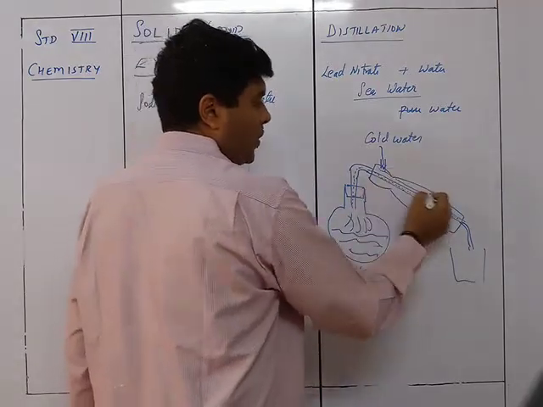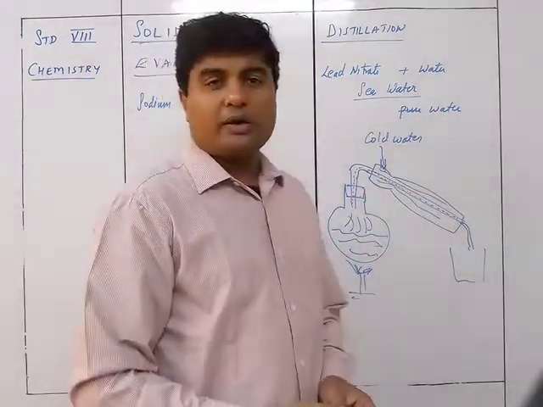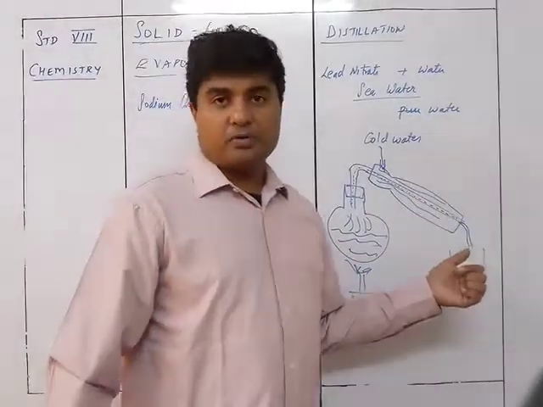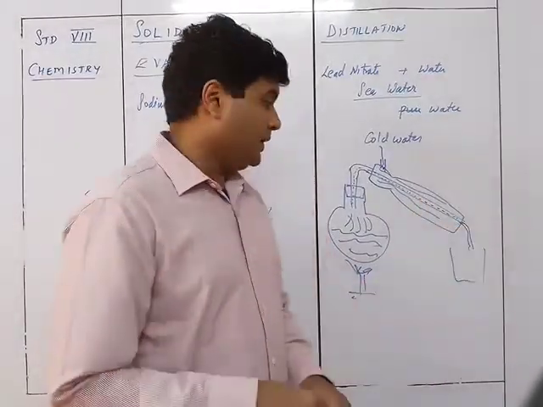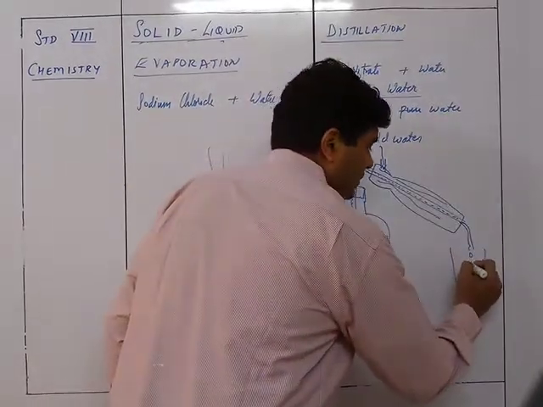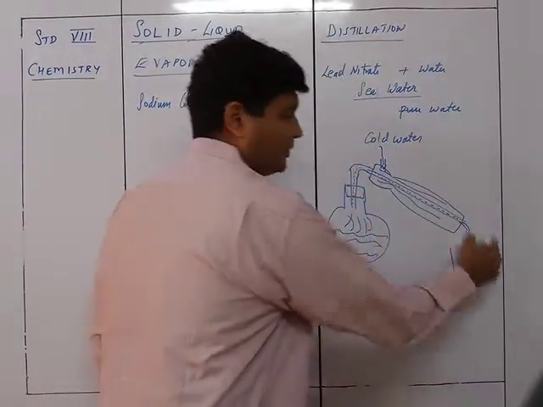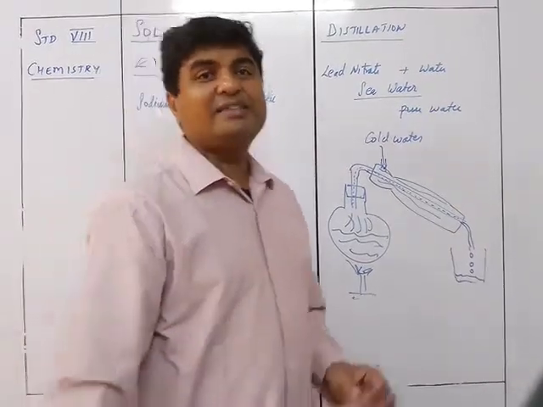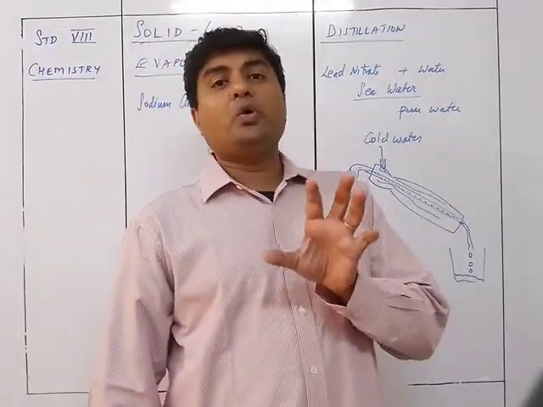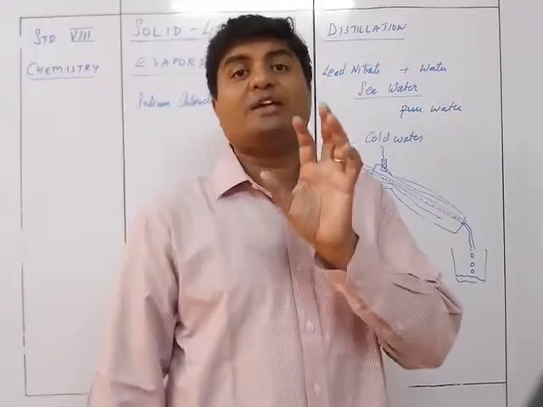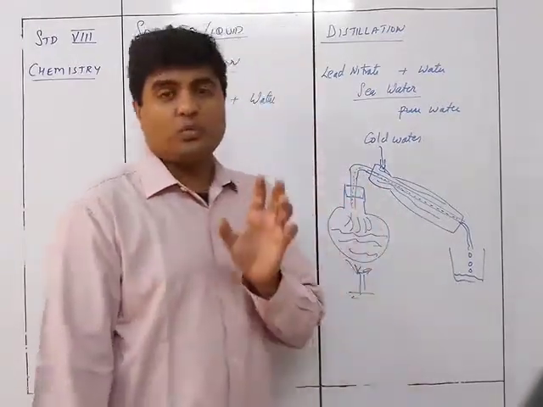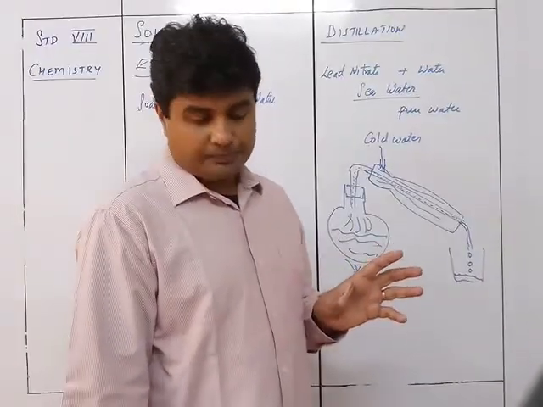We are going to pass cold water inside over here. The cold water will cool this particular water vapor. When the water vapor gets cooled, you will get droplets of water from this condenser. The condenser is that particular part which does condensation, which converts the gaseous water vapor to liquid water.